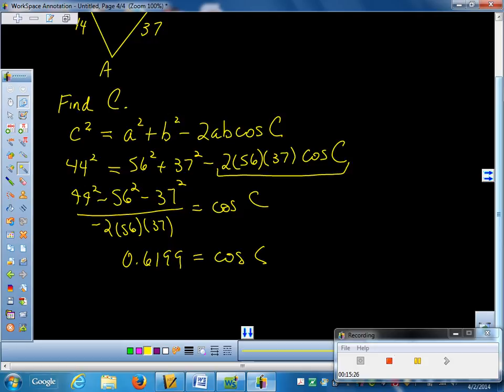Why is 2 negative down there? Because that was a minus. So I'm dividing by -2. All of this is times cosine, so I have to divide it to the other side.